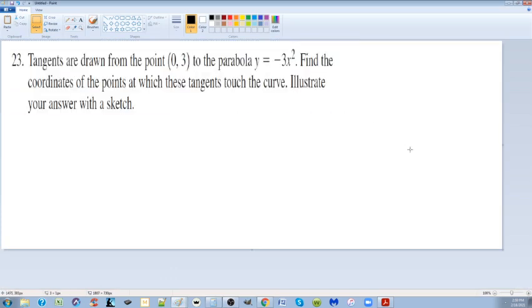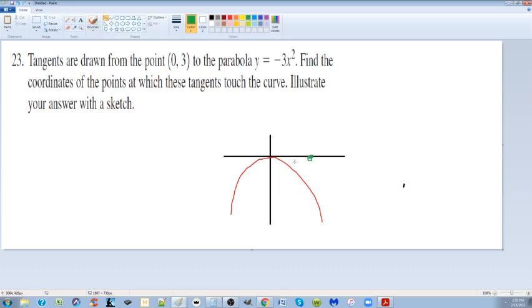Tangents are drawn from the point 0,3. So we've got another 0,3 to the parabola here. Find the coordinates of the points that touch the curve. Oh, we already did this one. So this time, visually, we're dealing with a graph that looks like this. Goes through origin, and that's this one. Tangents are drawn from the point 0,3, which is over here. So I'm going to draw a separate point.